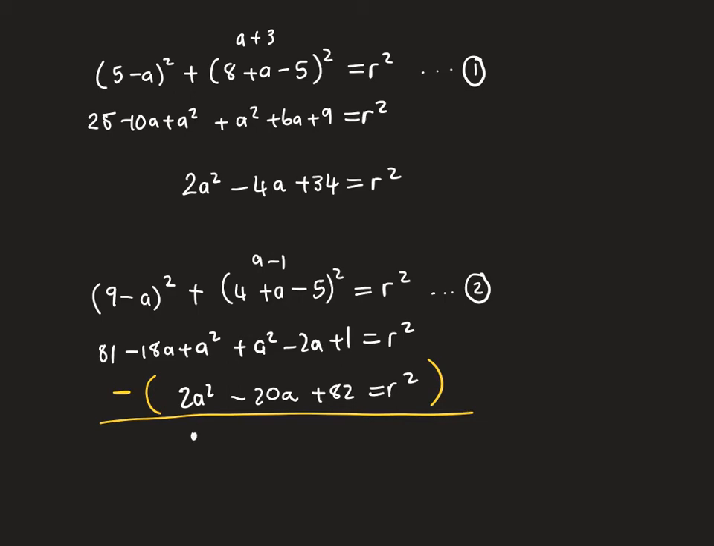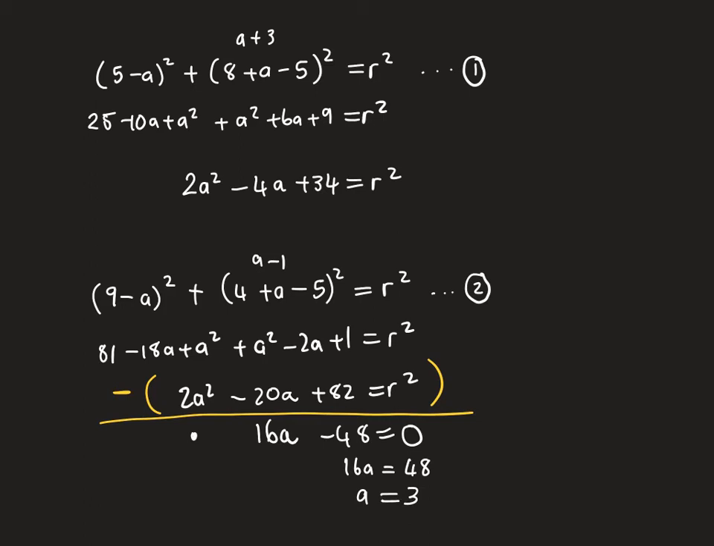What about the next one? Minus 4 minus minus 20 is minus 4 plus 20, which gives us 16. We've got 34 minus 82, and 34 minus 82 is negative 48. And r squared minus r squared is 0. So what we got then is that 16a equals 48. Divide both sides by 16, and we find that a equals 3.